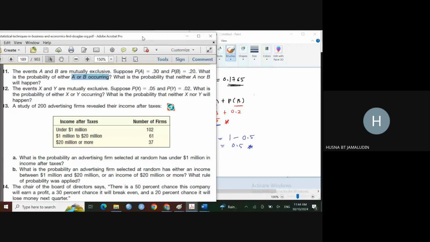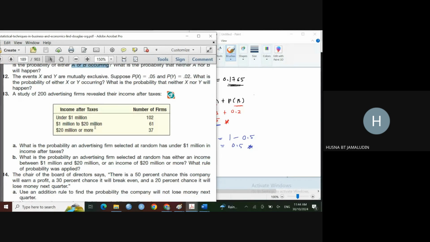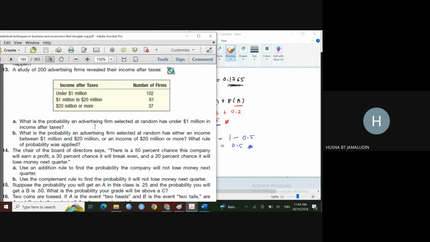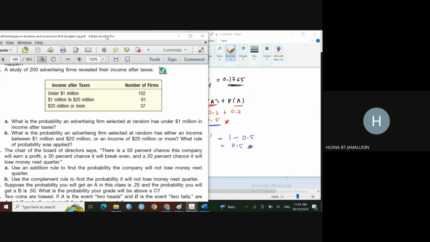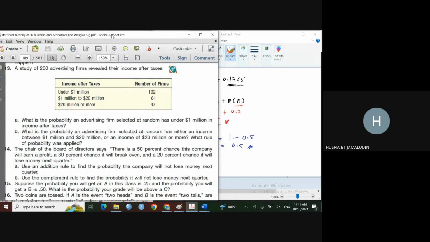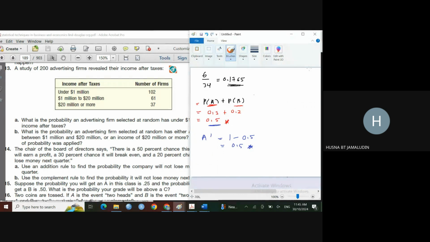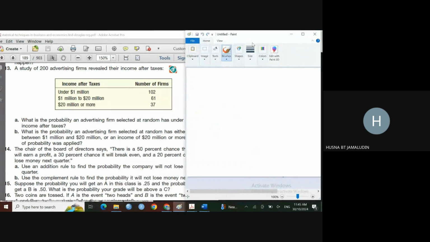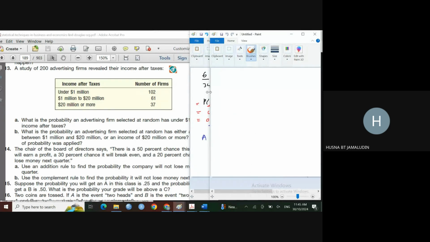Now it's done. We have solved question 11. Now let's go to question number 13. Okay, this is number 13. Okay, I forgot your friend is here. So what is this about? A study of 200. Remember, you have 200 in total. I'm thinking. So let's open a new one. You have 200 in total.